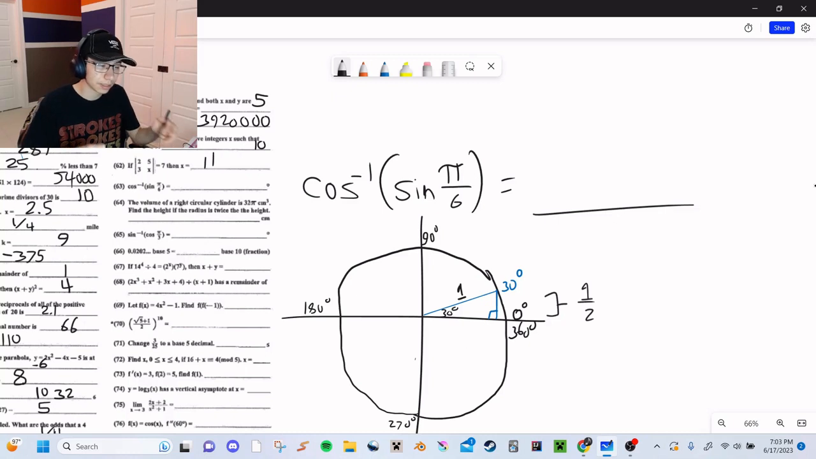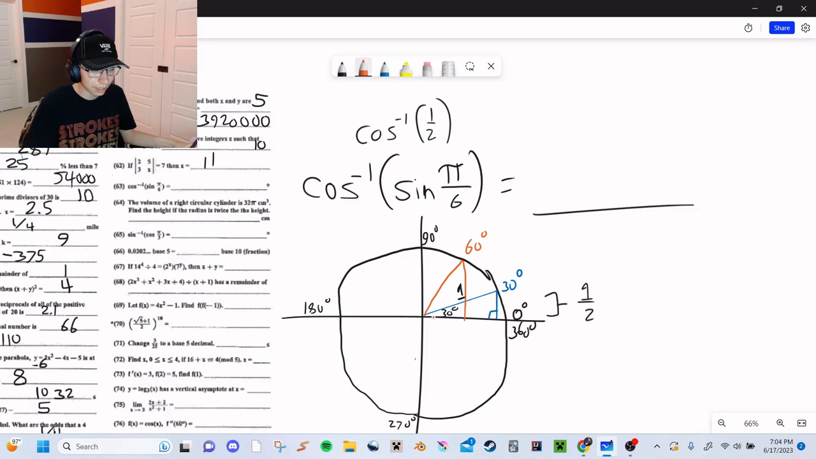Let's see what the question wants. It wants the sine of pi over 6. That's 1/2. So now the question has turned into inverse cosine of 1/2. And so what we're saying is, what angle would give us cosine of 1/2? It's one that would look something like this. Specifically, it turns out to be 60 degrees. And so the answer here is 60. 60 degrees is the answer for 36.